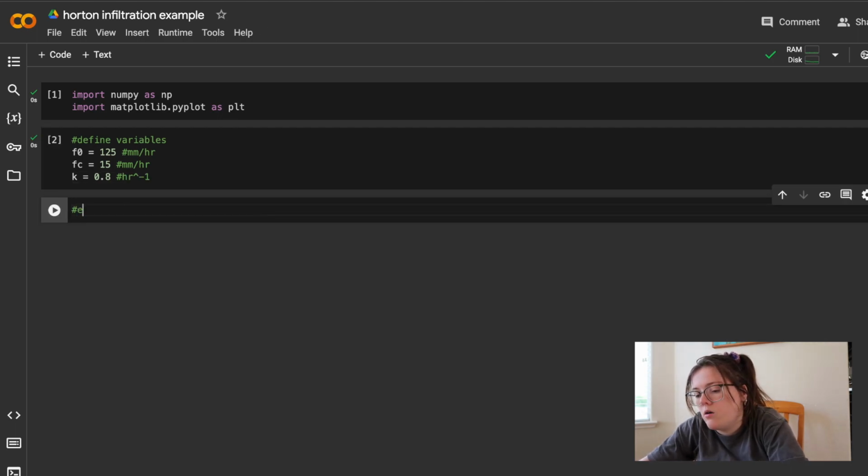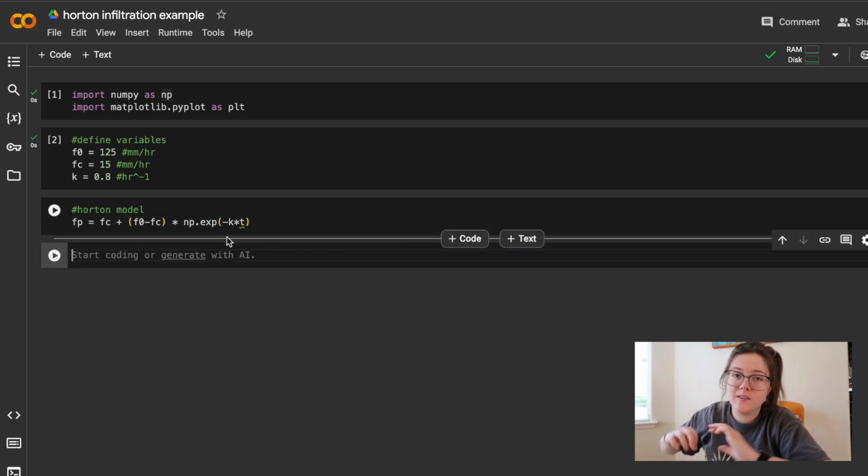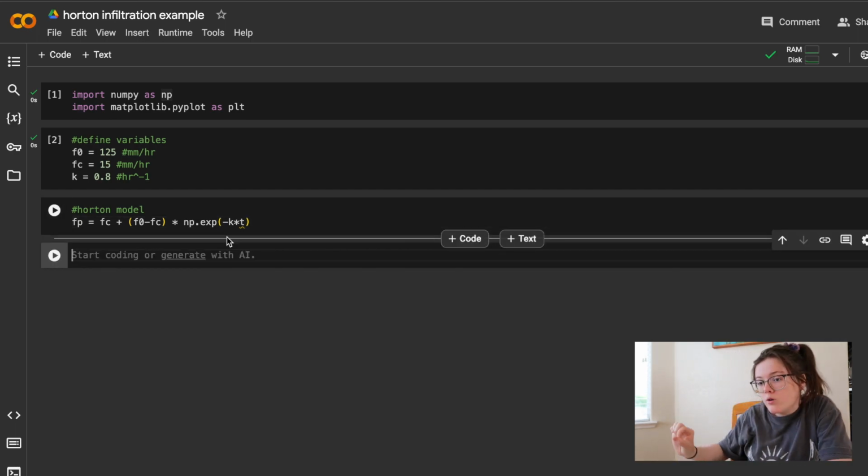And then let's write out our Horton model. Right here we're using the NumPy E, so that's why you have to do the np. So there's our equation. That is literally just our Horton equation. That's our governing equation. We know her well. The next thing that I'm gonna do is plot that Horton curve.